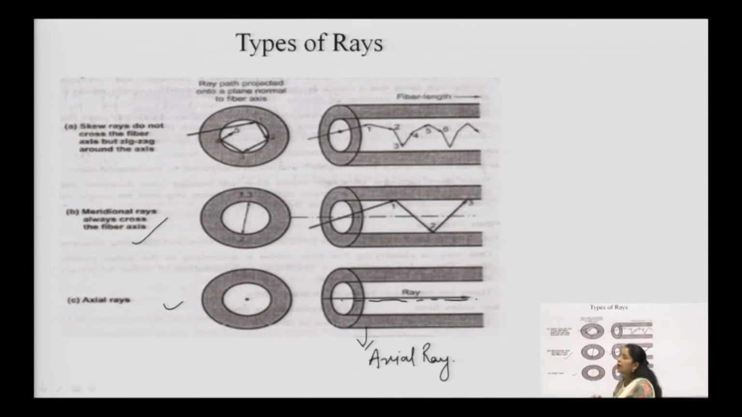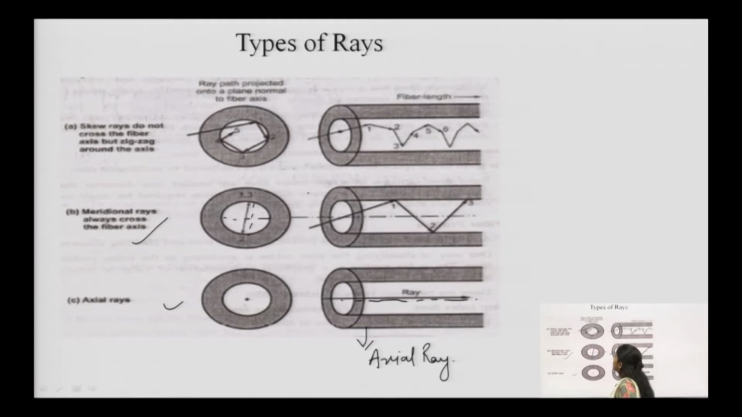Meridional ray crosses the fiber axis, and you are seeing in this particular figure, it is travelling inside the core and it is crossing the fiber axis. You can easily see that the fiber axis exists this way or in this way. The dotted line is the fiber axis, and the meridional ray is basically crossing the fiber axis.